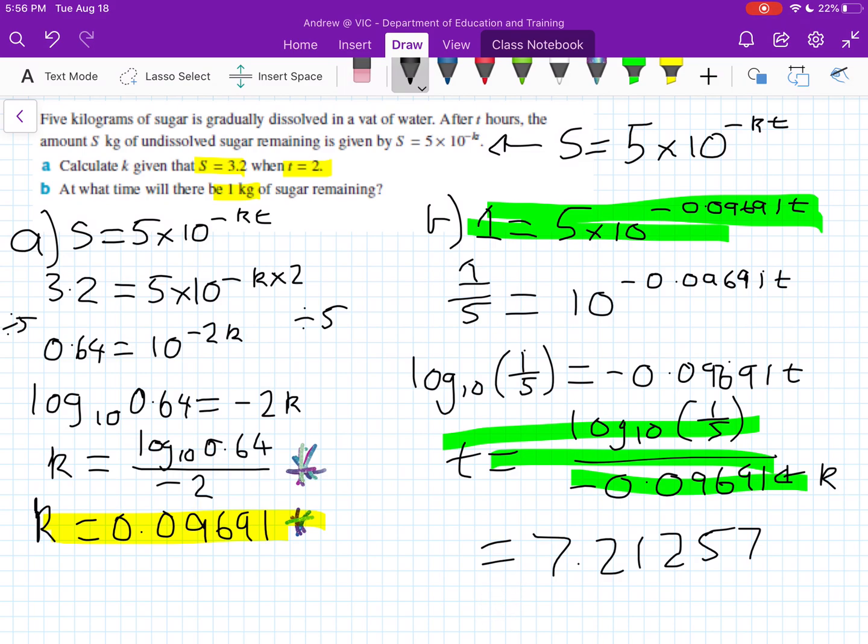So this is just answering our question: what time will 1 kilo of sugar remain? We weren't given a start time, so I'm just going to say after 7.21 hours. It's always good to answer a worded question with words, so make sure that you do that. So hopefully this helps with breaking these down. Yet again, remember you can use your CAS and your solve function in these, so feel free to use that way. Alright, so good luck.